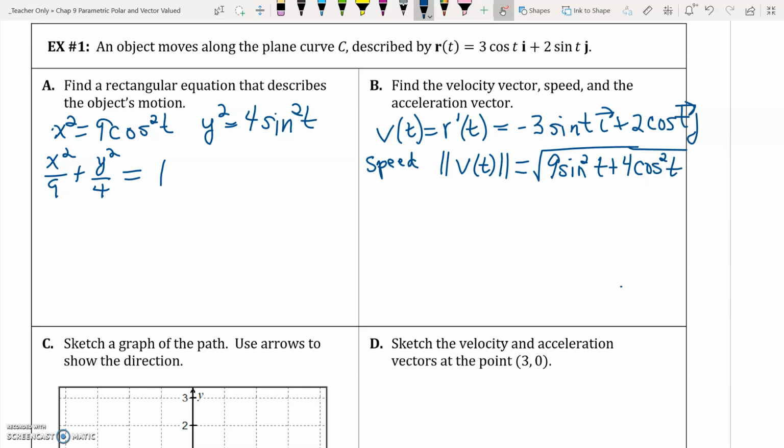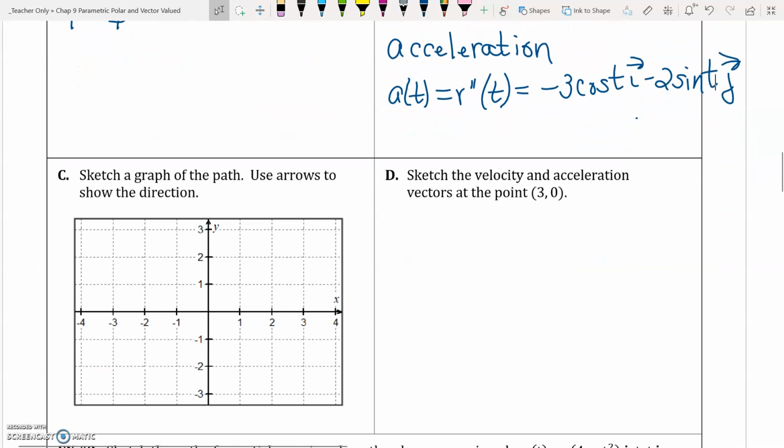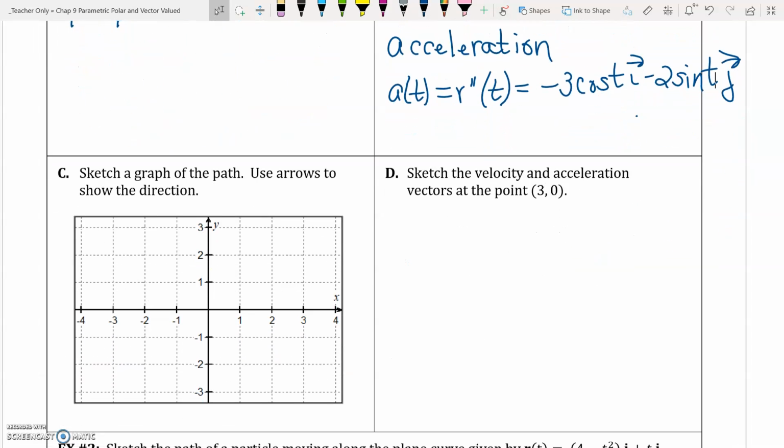We can find the speed at a specific point by substituting the time in for t. Then our acceleration is going to be the second derivative of r of t. So a of t is going to equal the second derivative of r. That is going to be negative 3 cosine t i minus 2 sine t j.